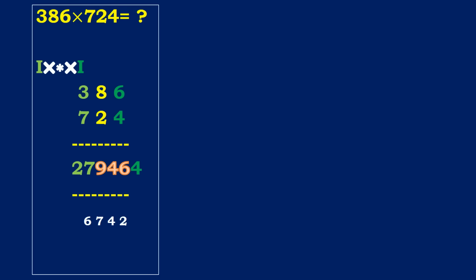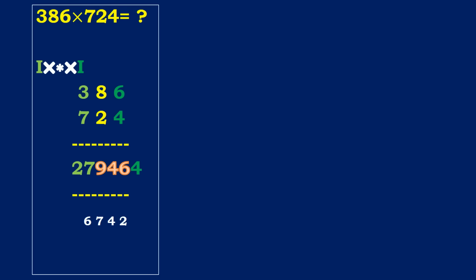So 8 into 4 is 32. 6 into 2 is 12. Then, 32 plus 12 is 44. 2 is already carried forward. So, 44 plus 2 is 46. So, we take 6 in the answer, and now, 4 is carried forward.